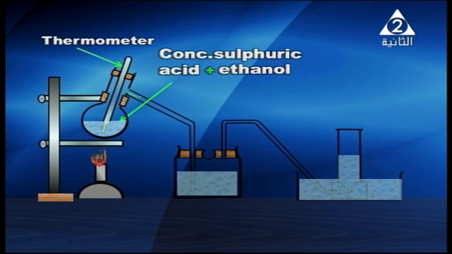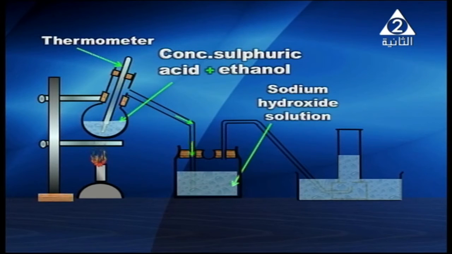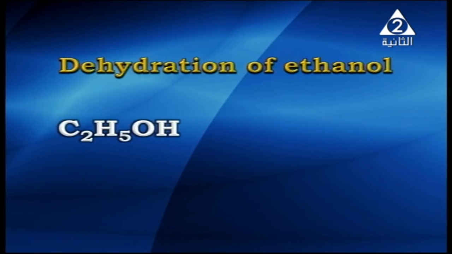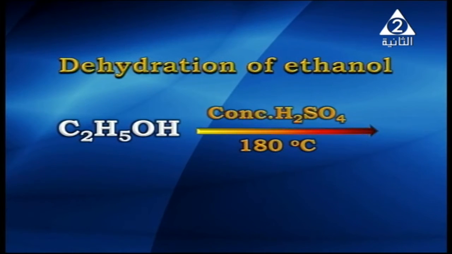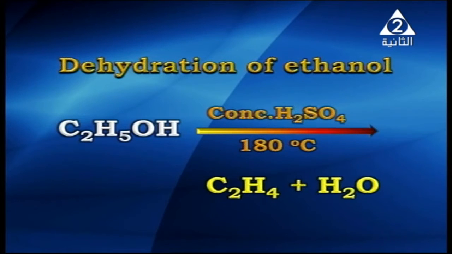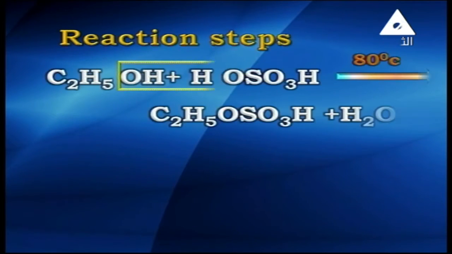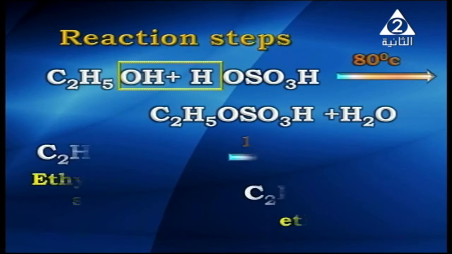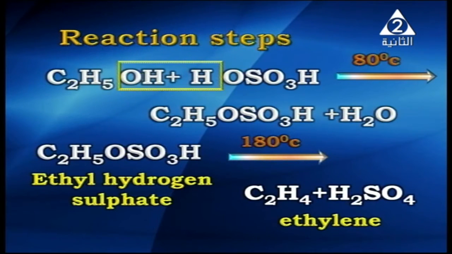So as shown on the screen, the concentrated sulfuric acid and the ethanol react with each other, giving the ethylene gas, which is collected above water. So the dehydration of ethanol happens by the following reaction: C2H5OH in the presence of concentrated sulfuric acid at 180 degrees gives ethylene, releasing water. The reaction steps: ethanol reacts with sulfuric acid at 80 degrees Celsius, giving ethyl hydrogen sulfate, and water is produced. Then on thermal decomposition of ethyl hydrogen sulfate, ethylene is formed, releasing sulfuric acid again.